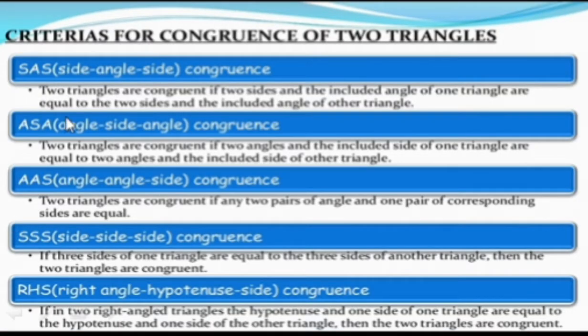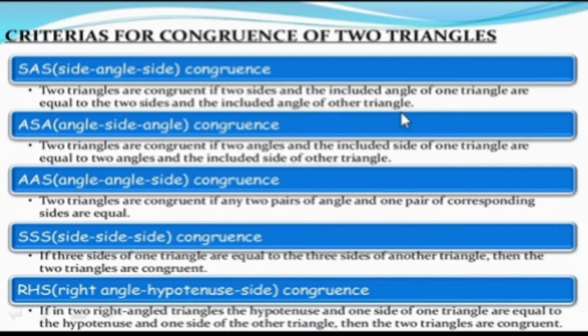Now, these five criteria are there which we will be using for proving two triangles congruent. First is SAS. Now what is SAS? Side angle side congruence. Two triangles are congruent if two sides and the included angle of one triangle are equal to the two sides and the included angle of the other triangle. You have to highlight this word, included.